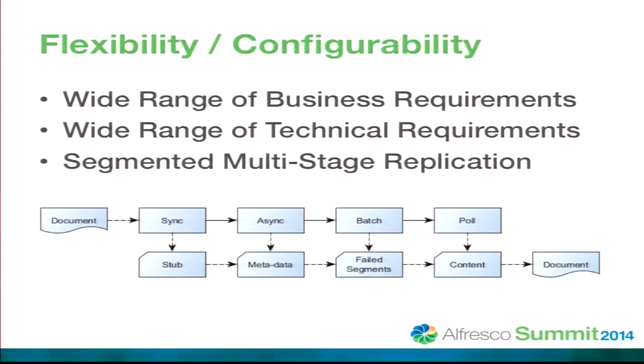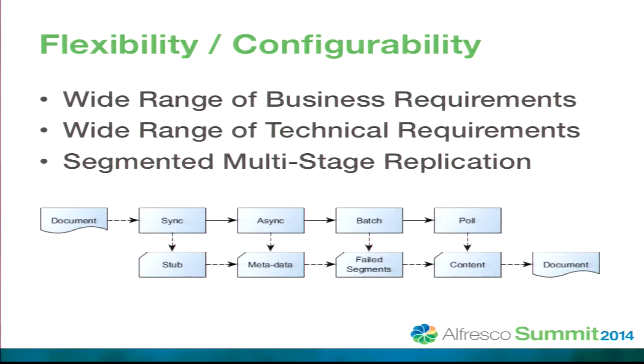So you could also batch replicate anything that had failed, because maybe the system was down and you couldn't replicate synchronously, but it will store it and say, okay, I'll just do this later when it becomes available. You could also replicate other segments as batch, maybe even the stub. Maybe you don't want to do any of this synchronous, asynchronous. All that's configurable. You could also pull, and this one's really useful for content.